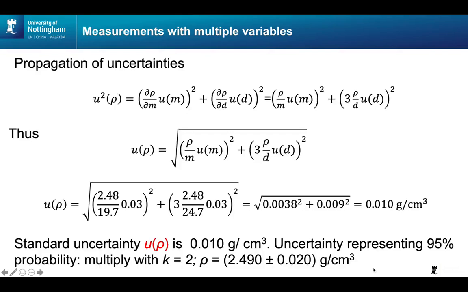So the standard uncertainty u of rho is 0.01 grams per centimeter cubed, and just out of interest, I'll show you how to do this a bit later, but the expanded uncertainty represents 95% probability, and we get that by multiplying by a factor k equals 2. Again, don't worry where that's come from. So we would quote the value for the density as 2.49 plus or minus 0.02 grams per centimeter cubed.